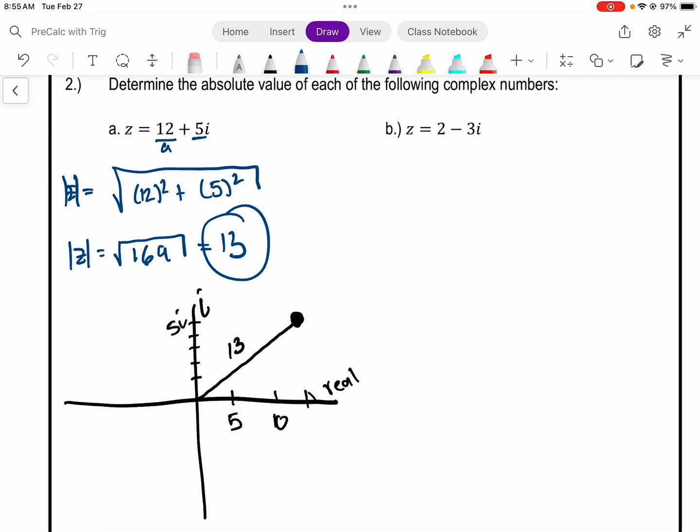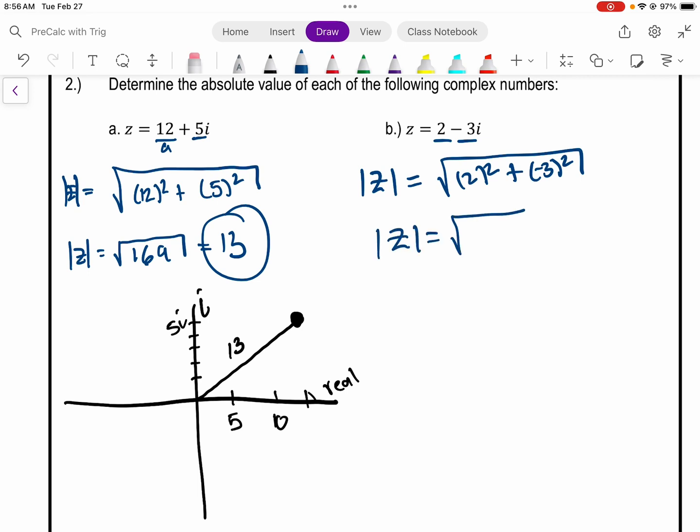Let's go ahead and complete number 2. We're going to take the absolute value of z, which is the square root of a squared, so 2 squared, plus b squared, which is (-3) squared. And again, I'm going to save you some time. If you put that into the calculator, you're going to get the square root of 13. And obviously, we can't really simplify the square root of 13, so that would be your answer. You are radical 13 units away from the origin.